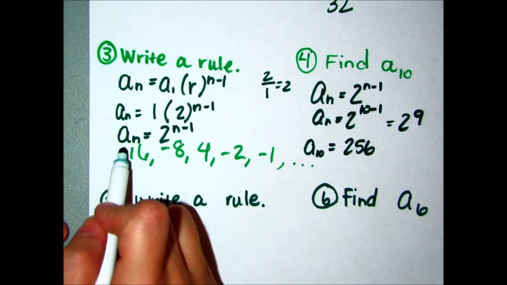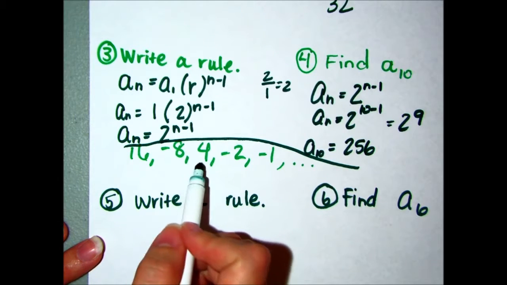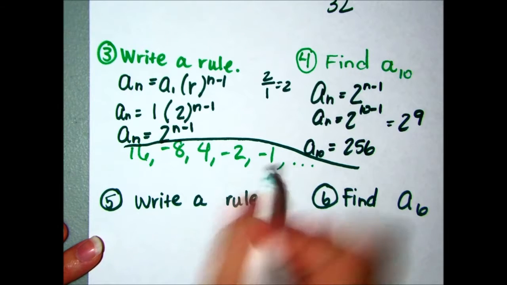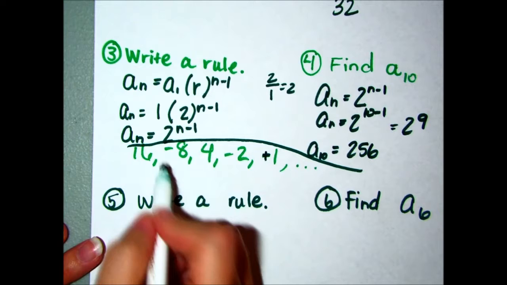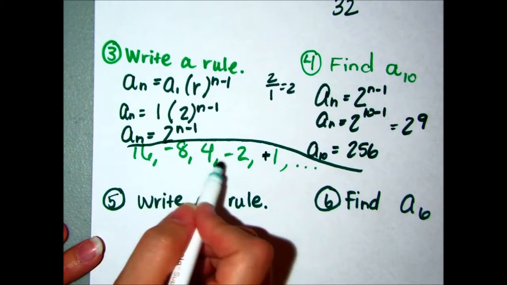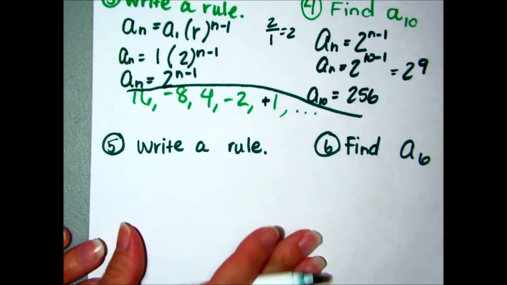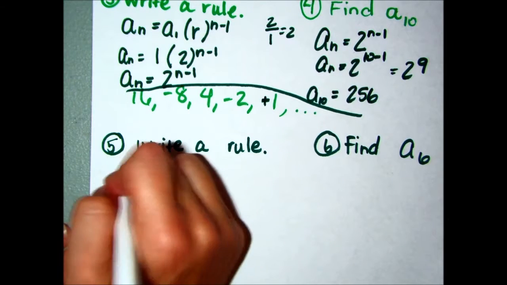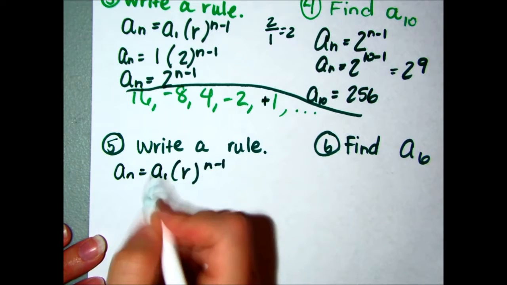Then we're given another sequence, and I'm sorry, I kind of smushed it together. Here's our sequence: 16, -8, 4, -2, that should be a +1, comma, and so on. So what we've got here is this sequence. You'll notice that the negatives are going every other. That means we will have a negative involved, but we're still going to go back to a sub n is equal to the first term times the common ratio raised to the n-1.